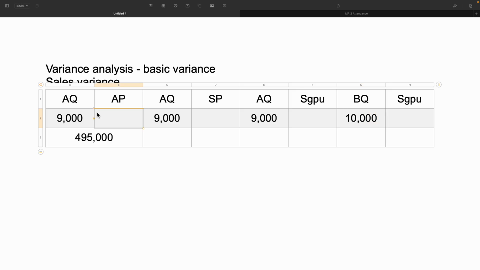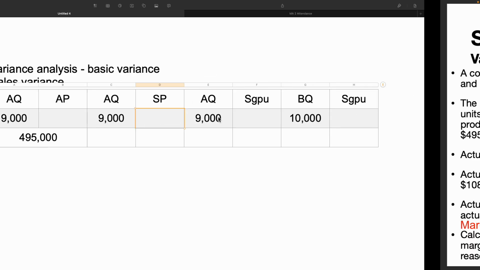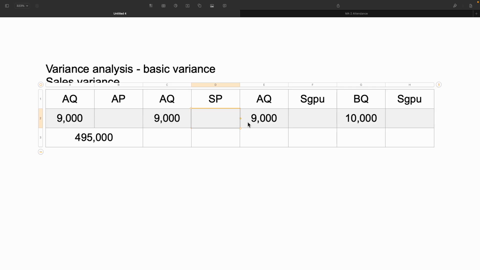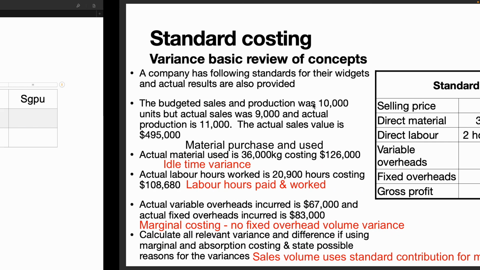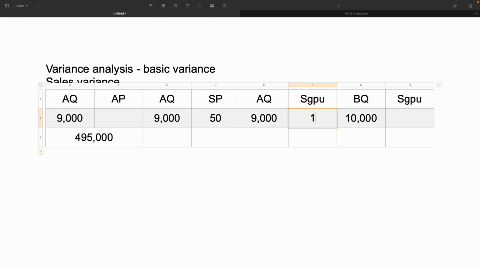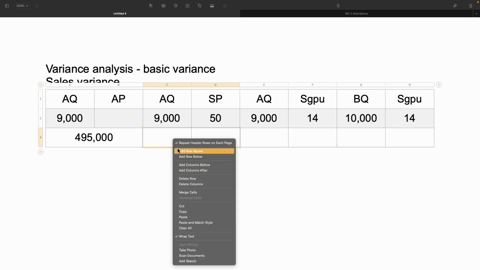Once you put those in, the next item you're going to do is look at your selling price. What was the standard price? The standard price is $50 here, given from the cost card. So you take 50. SGPU is standard gross profit per unit, and we're going to get that 14 here. Gross profit is 14, so you put 14 there and 14 here. Once you have those numbers down, you can get this settled out.